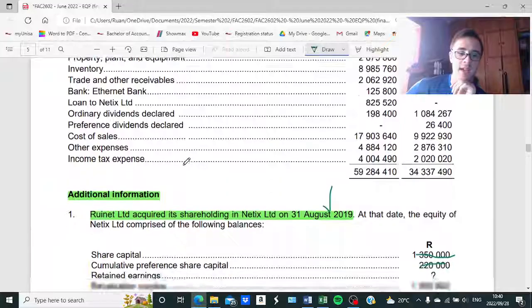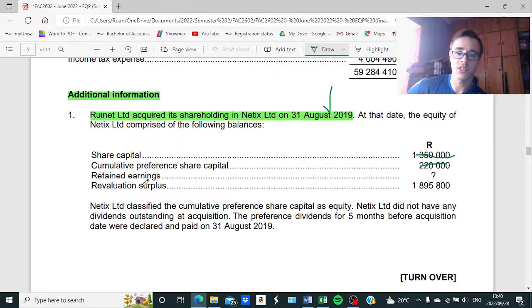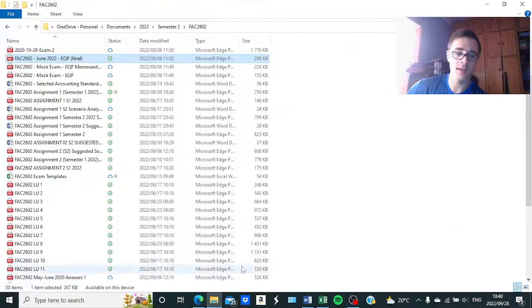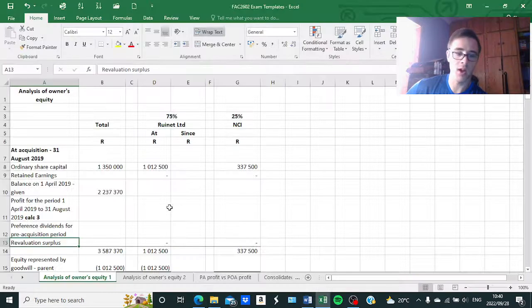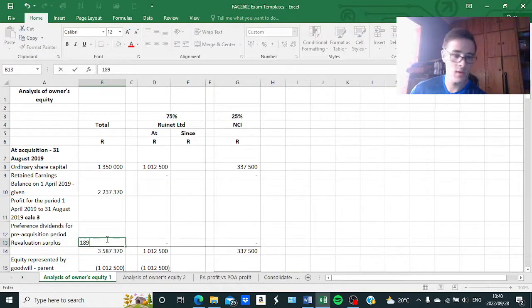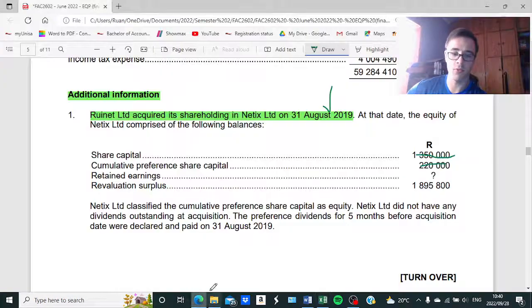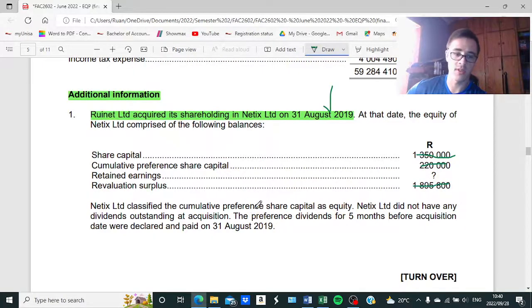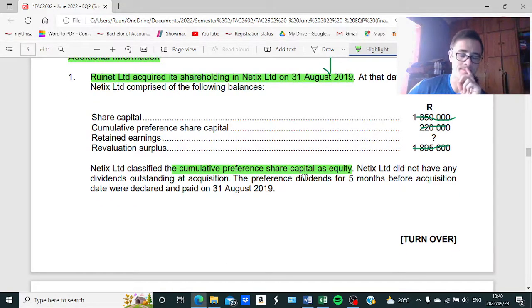Let's look at the information. We have a balance for revaluation surplus amounting to 1,895,800. That is the balance of revaluation surplus at acquisition. Now, Netix Limited classified the cumulative preference share capital as equity, as is the case in this module. We will classify preference shares as equity in this module. Please refer back to learning unit 9 for more information on that.